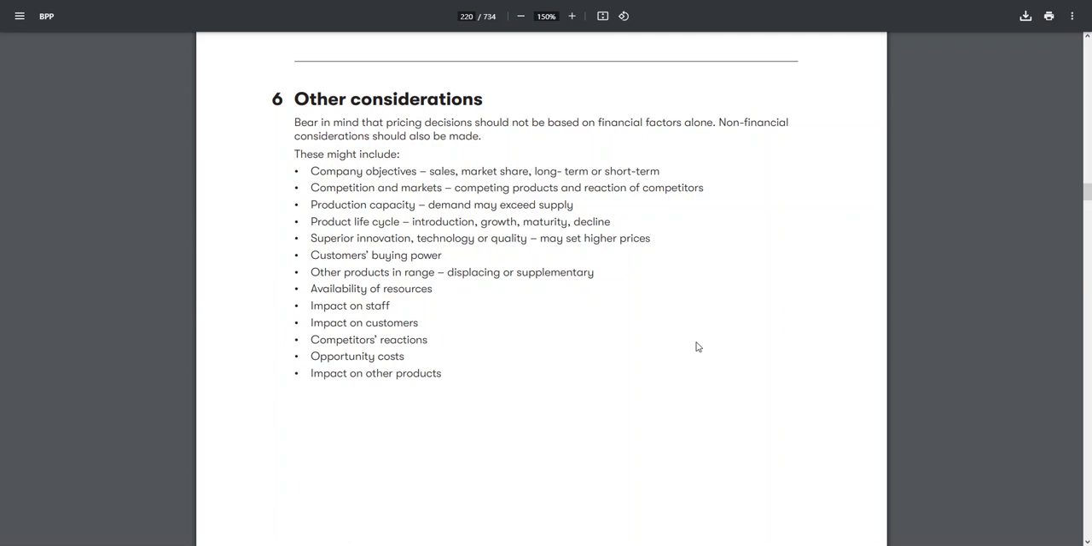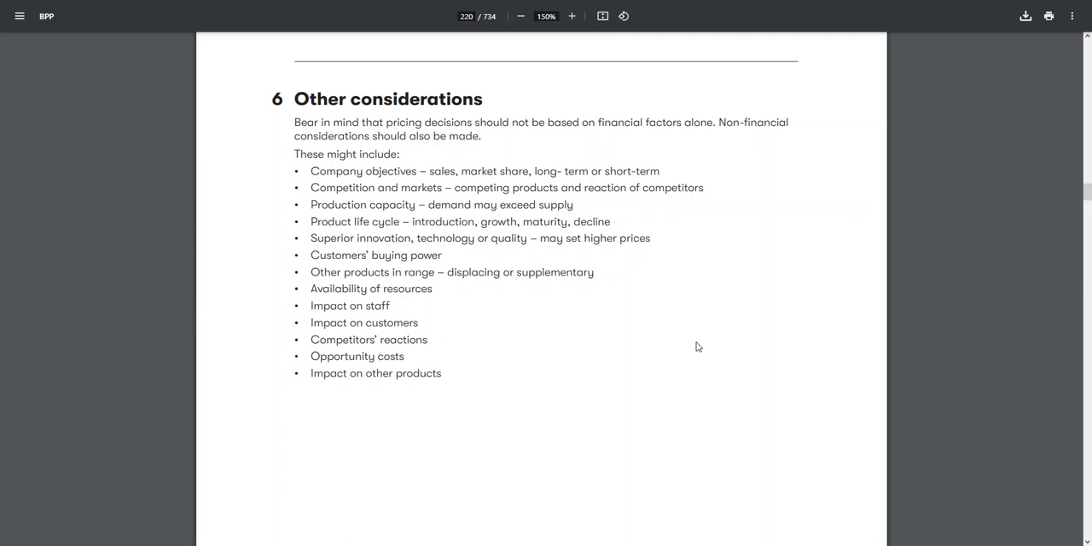Product life cycle, as we saw in life cycle costing, at different stages of the life cycle of a product, we could charge different prices. Like at the introduction stage, if we decrease the price of the product a little bit, demand can grow a lot, but at the maturity stage, decreasing price would not affect demand as much.